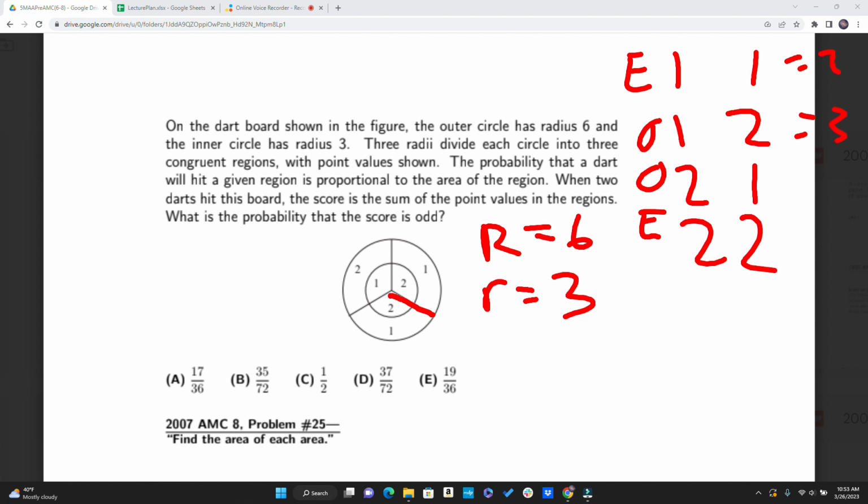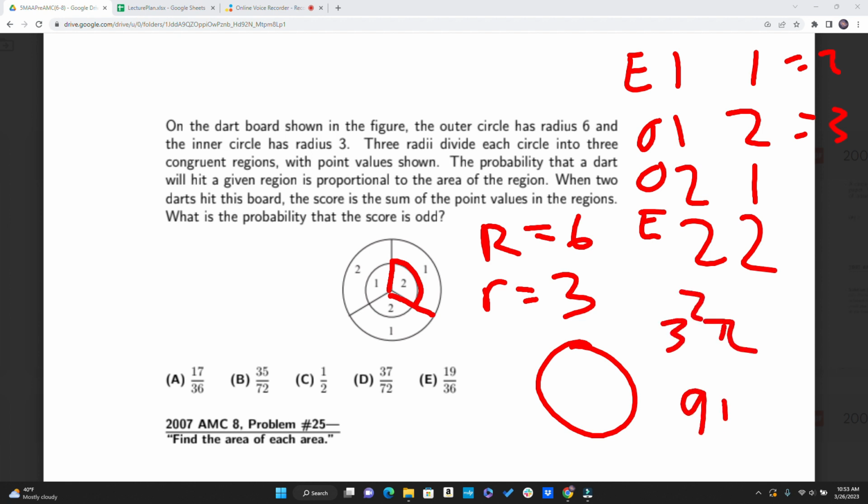Well, we need to find the area of each of the regions. The area of the small circle is small radius squared, 3 squared times pi, so 9 pi is the area of the small region. Each of the parts of the small region are divided into 3, so they each have a third of the area. That's 9 pi divided by 3, so they each have area 3 pi, because it's a third of the whole thing.